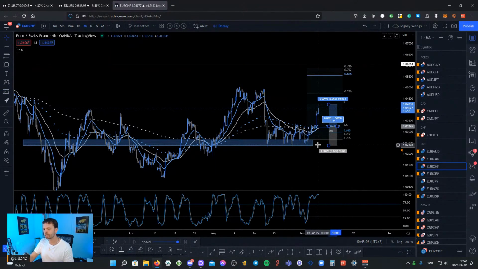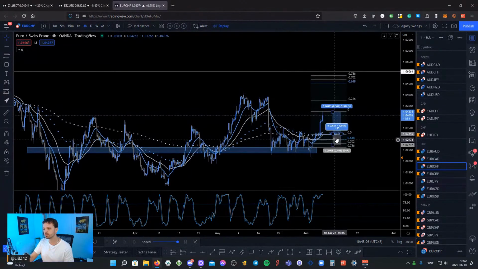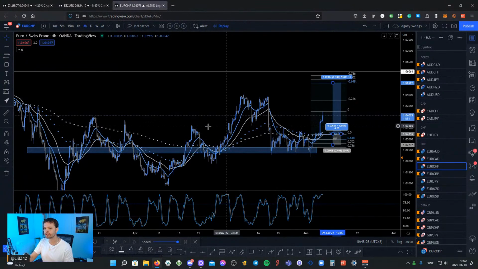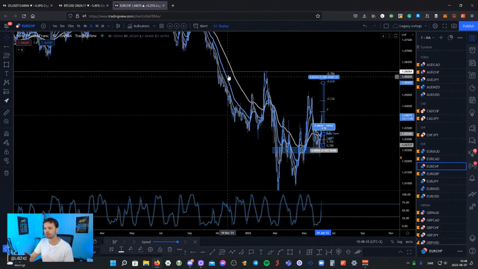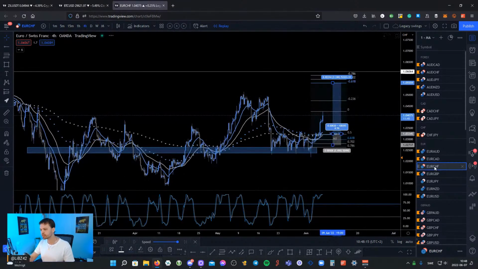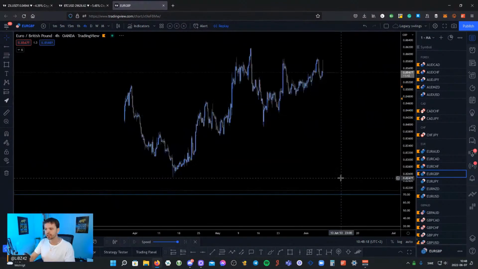Now, of course, if it breaks up higher, we're going to make a new fib. Stop loss depends on where the bounce happens, but I like this, right? And then again, we have a high time frame level up here, which kind of agrees with the minus the reload zone. So this is a good one, right? This is a good one.